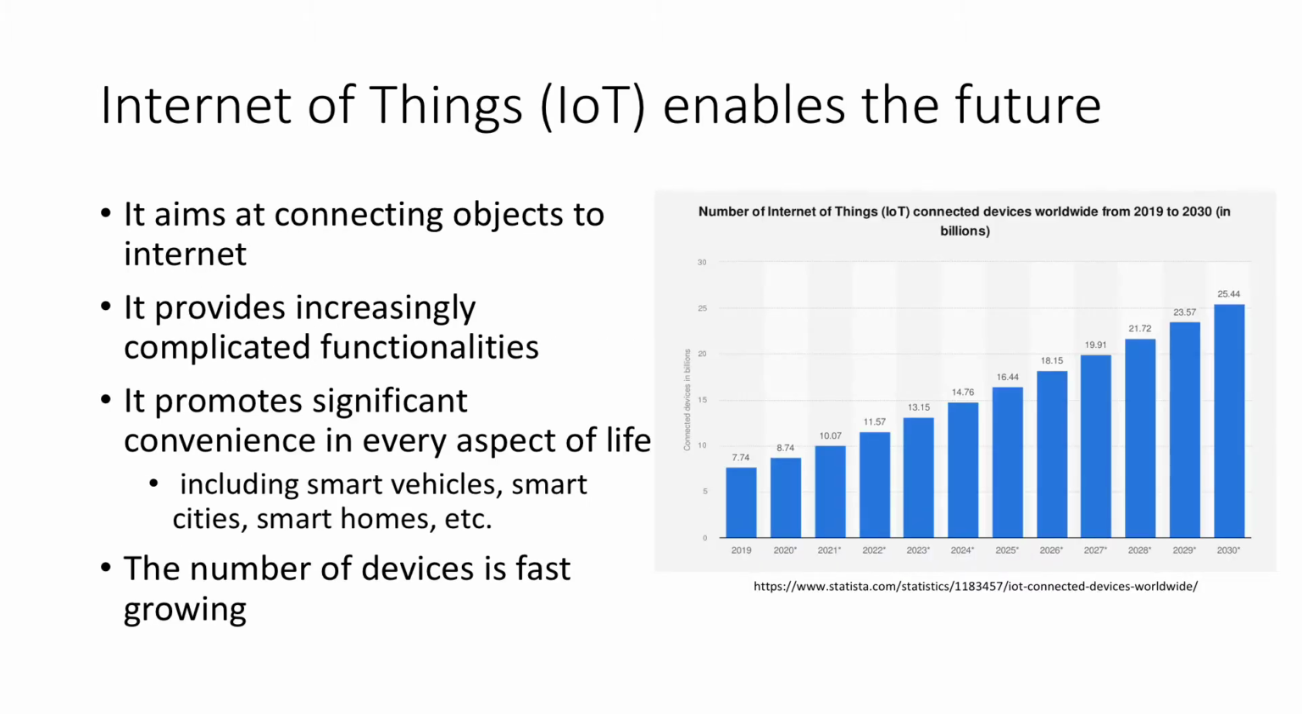Internet of Things is an emerging communication paradigm that aims at intensively connecting different kinds of objects to the internet. It provides increasingly complicated functionalities and significantly enhances the autonomy of the smart home, smart industry, and smart city. As shown in the figure, the number of IoT devices worldwide is forecast to almost triple from 8.74 billion in 2020 to more than 25.4 billion IoT devices in 2030.